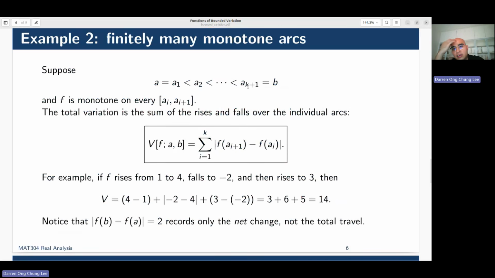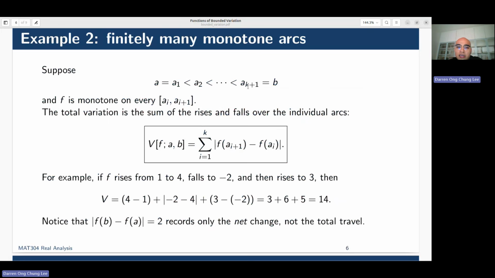So let's try another example, and this one is a bit less simple. Now, let's say that we have a function that consists of monotone arcs. So it can go up and then go down and go up and go down, right? So here's how we define it. We start with a equals a1, b equals a(k+1), and between each of these a1, a2, a3, the function is either increasing or decreasing. So it goes up and down and up and down.